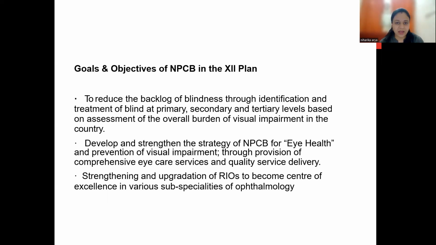First is to reduce the backlog of the blindness by identification and treatment of the blind at the primary, secondary, and tertiary levels. Second, develop and strengthen the strategies of the NPCP, that is strategies of the eye health and prevention of the visual impairment through provision of the comprehensive eye care system and quality services. Third is the strengthening and upgradation of the Regional Institutes of Ophthalmology to become the centers of excellence in the various subspecialties of ophthalmology.